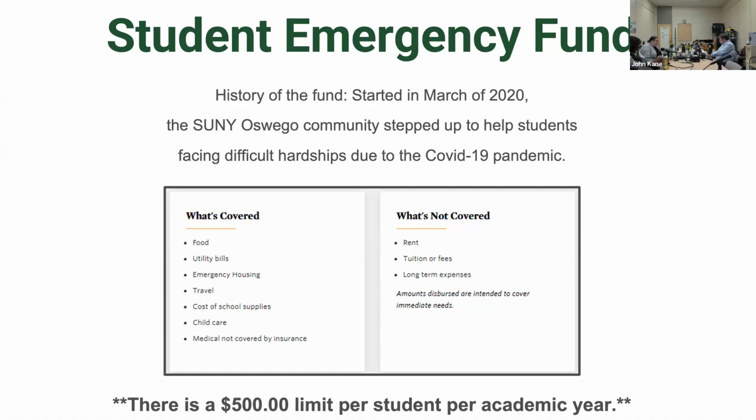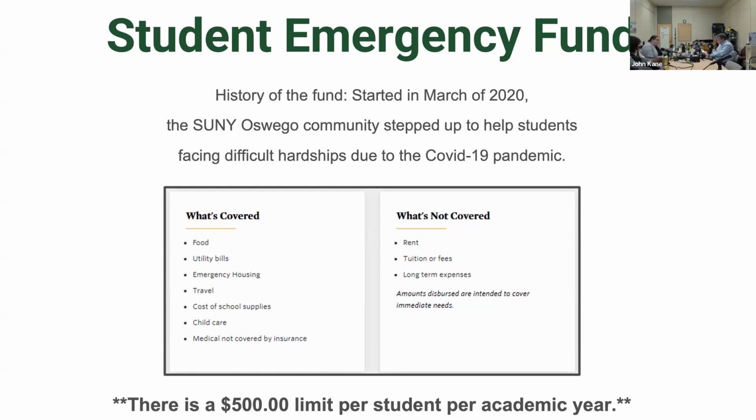So what is covered in our emergency fund includes food, utility bills, emergency housing, travel, cost of school supplies, childcare, and medical care, just to name a few. But what is not covered, what we really wanted to make sure we shared today, is rent, tuition or fees, and long-term expenses.